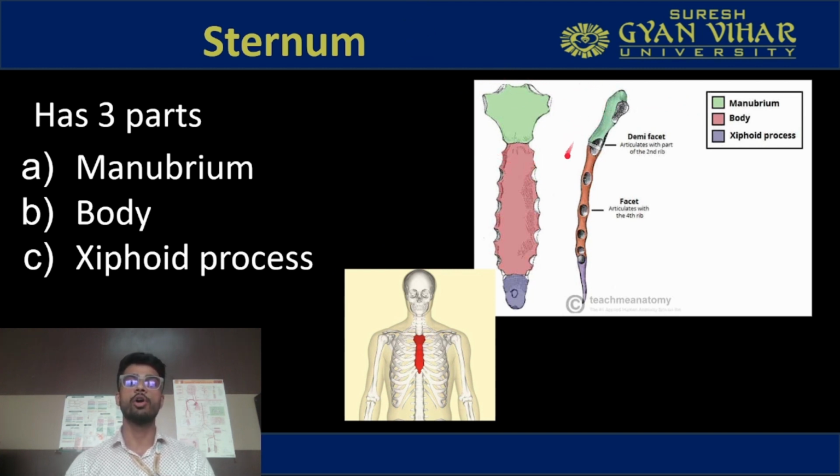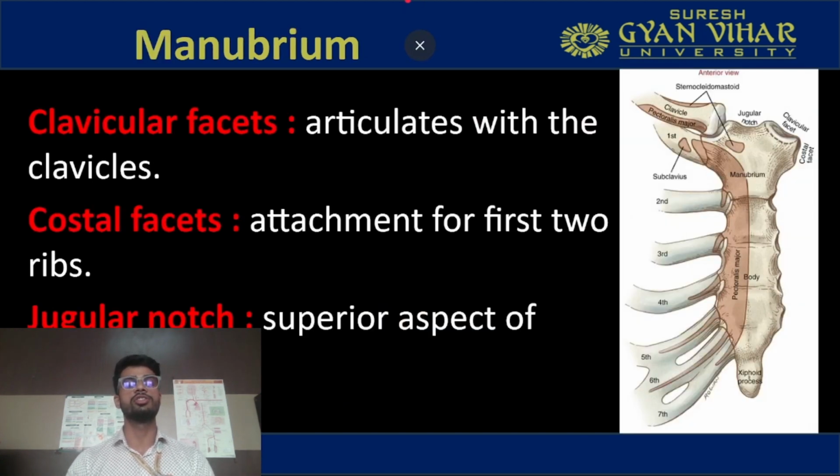Then there is the body. Just beneath the manubrium, the body is represented here in pink, and the last part, the xiphoid process, is represented by the purple color. So the sternum has 3 parts. First is the manubrium, second is the body, and third is the xiphoid process.